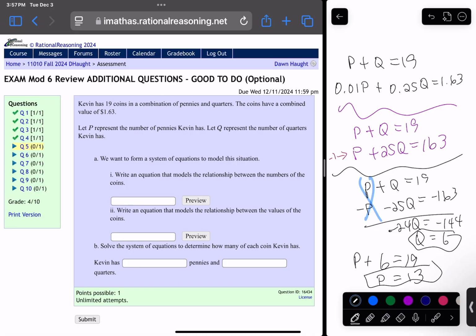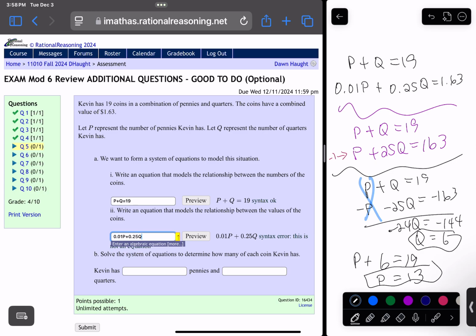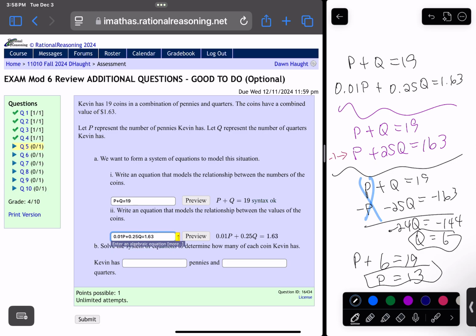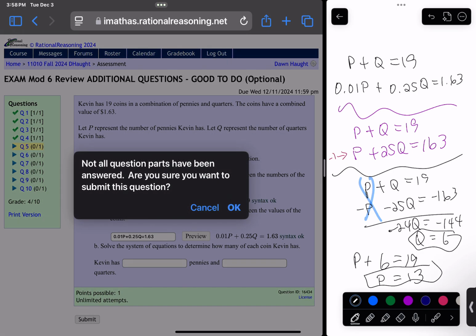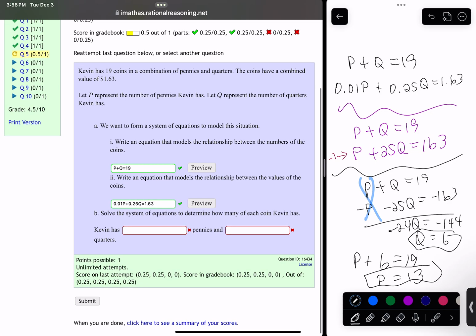Okay. So it says write an equation that models the number of coins. So that's my first equation. They did use P and Q, so if they use different variables, please use different variables. But P plus Q equals 19 is about how many total coins we have. And then the equation for the values was the one I wrote, where 0.01 times the pennies plus 0.25 times the quarters equals $1.63. Let's just check, make sure those are good. So now it says how many pennies and how many quarters does Kevin have? Well, we found that the pennies were 13 and the quarters were 6.